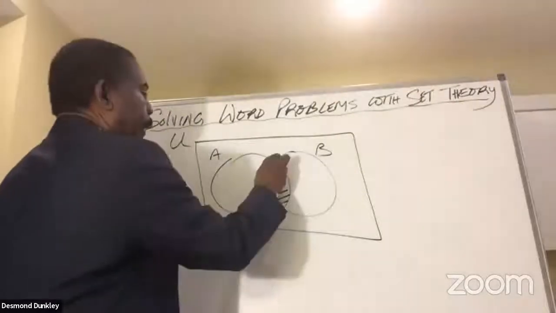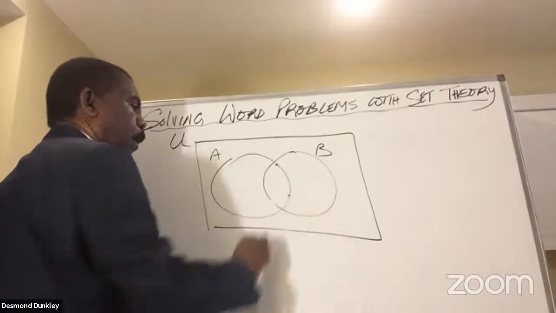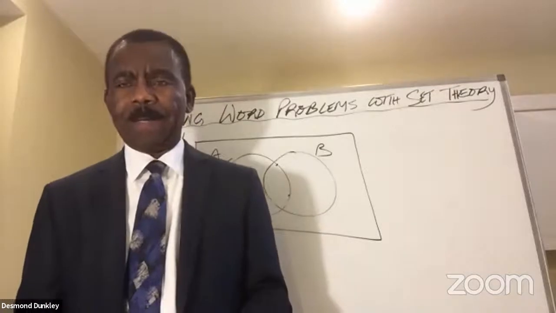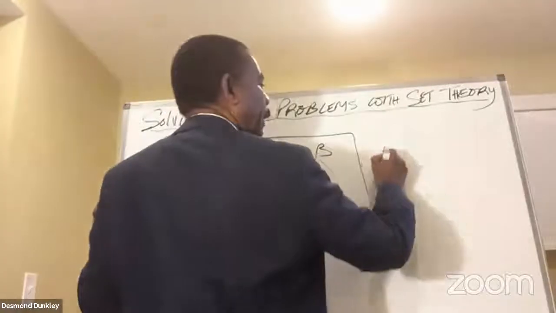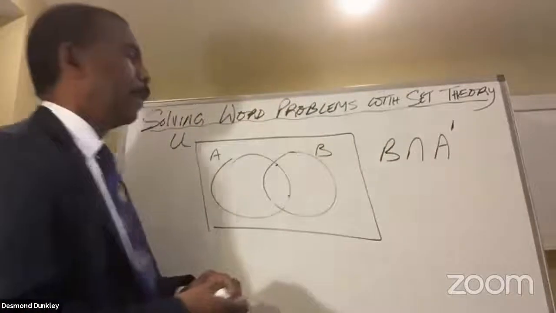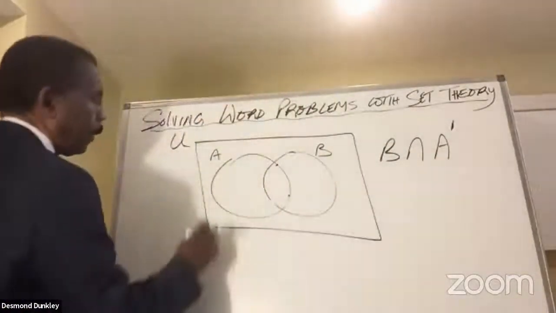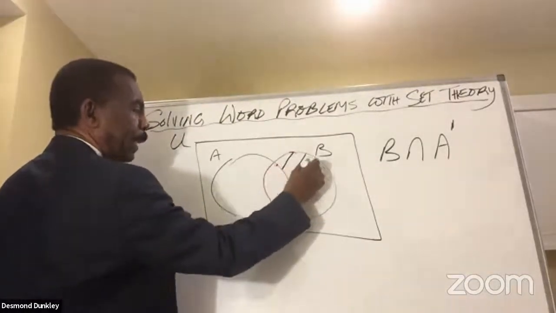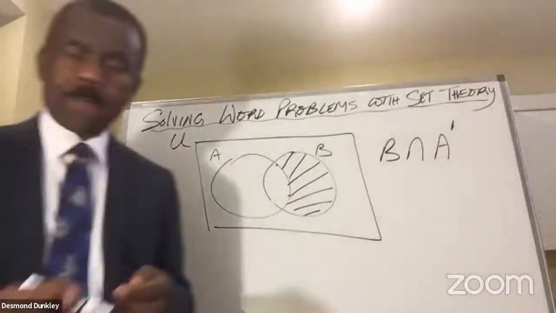Similarly, if I asked you, what are the elements that are in B, but not in A? So it's actually B intersect A complement. In B, but not in A. So here's A, and this is the only thing that is in B but not in A. Just that section right there.